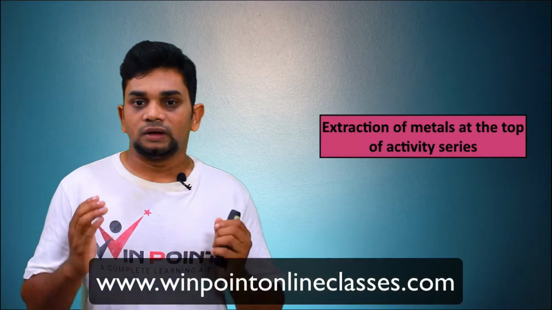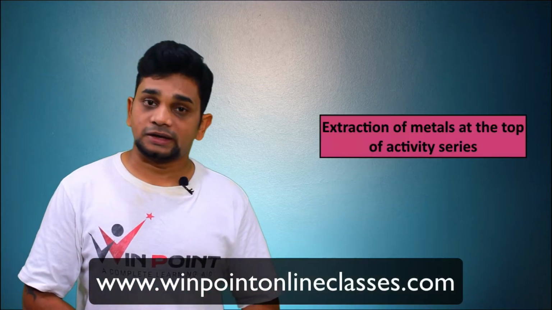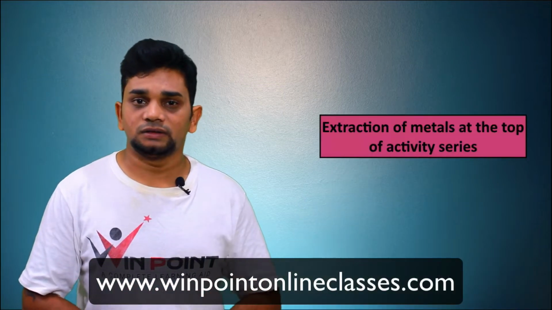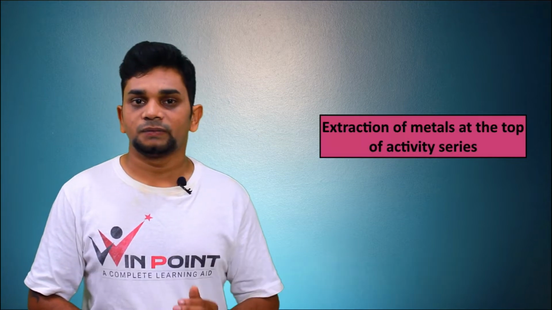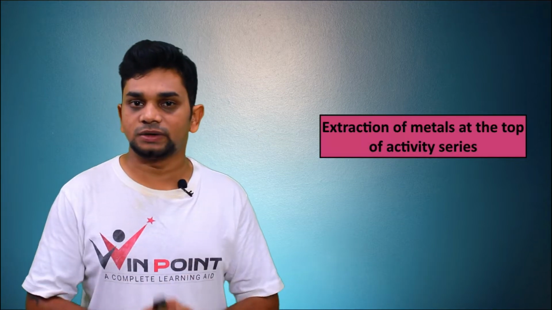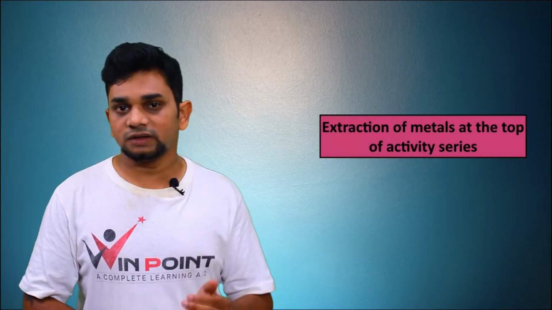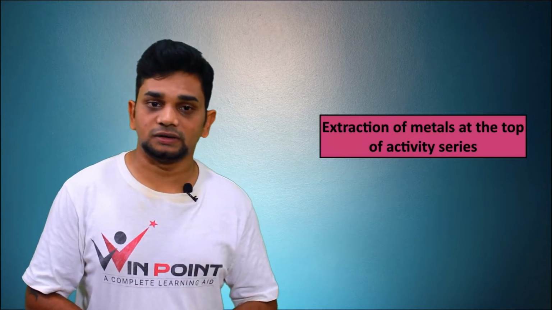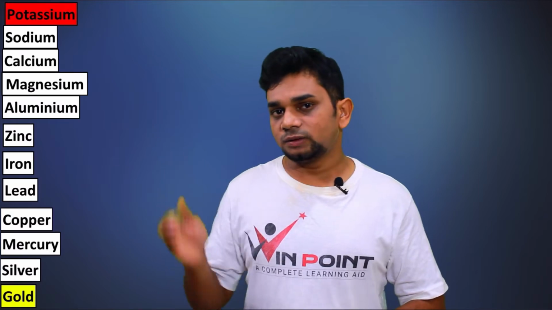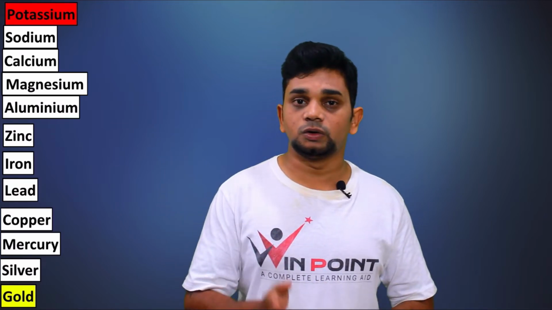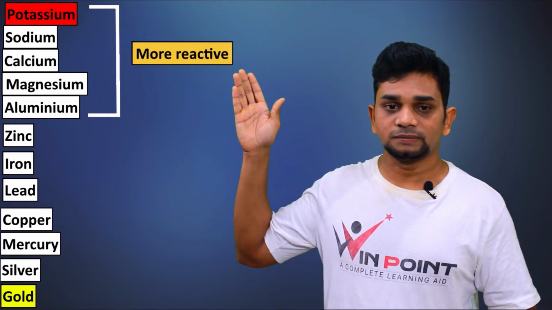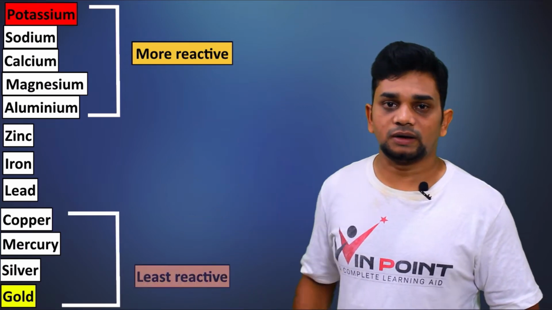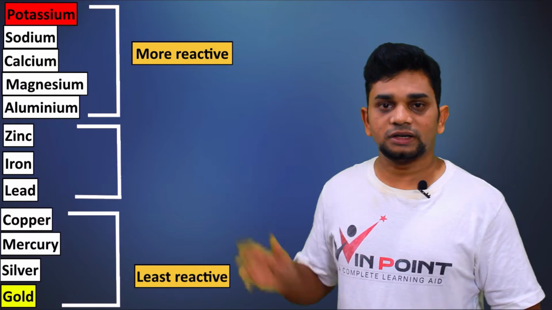Let's start the discussion. Extraction of metals at the top of the activity series. What is the activity series? The activity series is the arrangement of metals according to their reactivity. On the basis of reactivity, there is an arrangement of metals. This arrangement is known as the activity series. It is classified into three groups. First group is the most reactive elements. Second group is the least reactive elements. Third group is the moderately reactive elements.